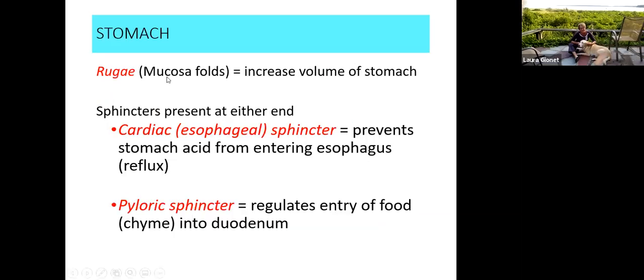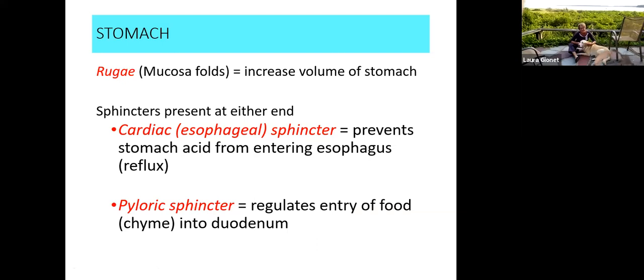Okay, so now we're in the stomach. The rugae, or the folds that you see in the stomach when it is rather empty, allow the stomach to distend and stretch and accommodate more food, so they help increase the volume of the stomach. We have an entrance point and an exit point.